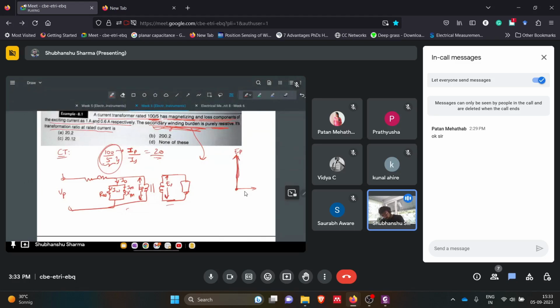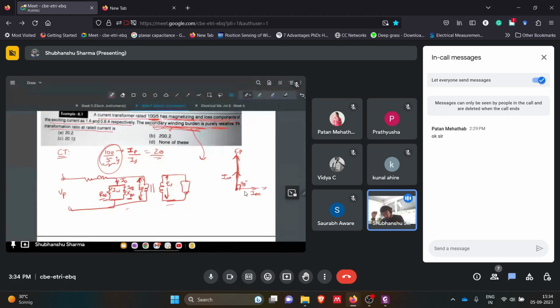So this voltage is across this whole parallel branch, that is RW and XM. This XM current IM will lag this voltage EP by 90 degrees. Why? Because the inductor current lags its voltage by 90 degrees, that you already know, that is basics. And this winding current will be in phase with this EP voltage. So we can draw it here as IW.